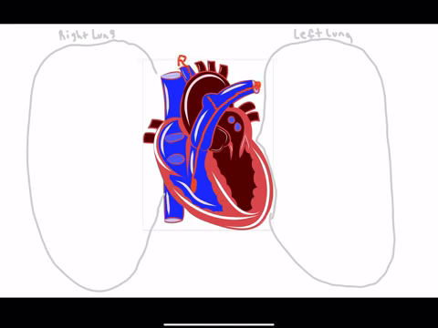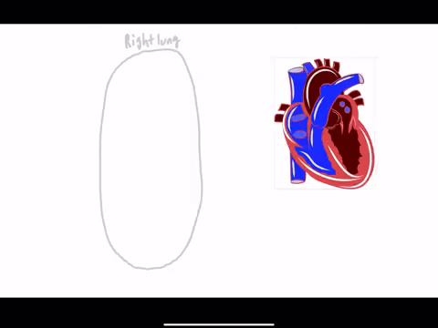Now what we have to keep in mind is that these pulmonary arteries will branch into smaller blood vessels near the lungs, and this will help with gas exchange and have better oxygen and carbon dioxide diffusion. Let's see what I mean by that. Here's a picture of just the right lung. Let's just take the right lung, for example, for now.